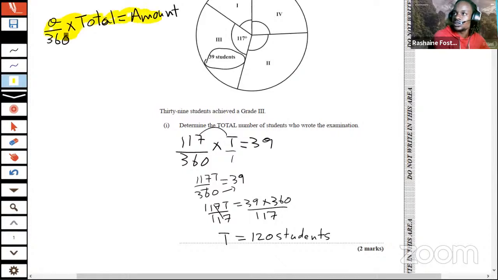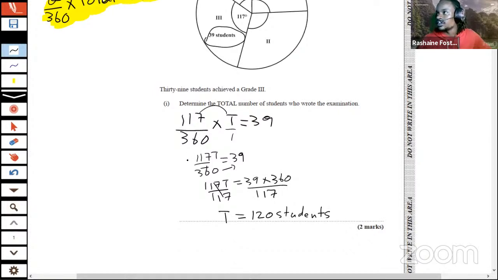Depending on what the question is, you might have to edit the formula a little bit, but this is basically the formula that we're going to be using. So 120 students. That's the answer for the first one here.